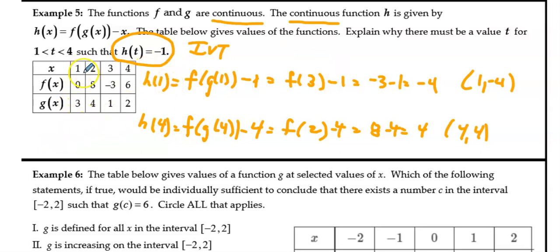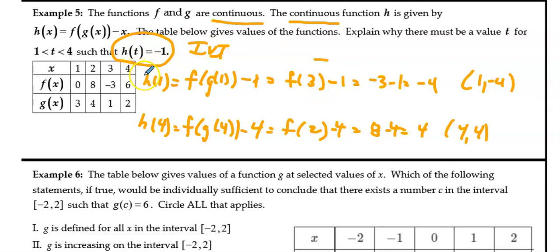So when we want to justify our answer, this is what we would say. Since h of 1 is equal to negative 4, which is less than negative 1, which is less than h of 4 equaling 4, and h of x is continuous, by IVT, there exists a t on the interval 1 to 4 such that h of t equals negative 1, right? And that's how you would justify that problem. And it's exactly the way that I justified example 1 and example 2, all right? So that's it for that problem.